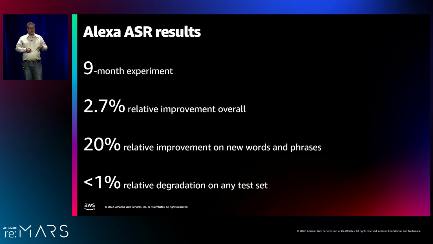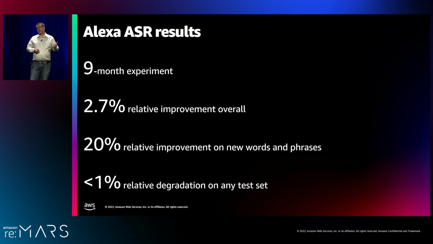But where it really shines is the 20% relative improvement we saw on new words and phrases. So these are new words or new combinations of words that the model had never seen before, which is very common with trending things and changing usage patterns. So with that, we were able to actually make a significant improvement on those use cases.